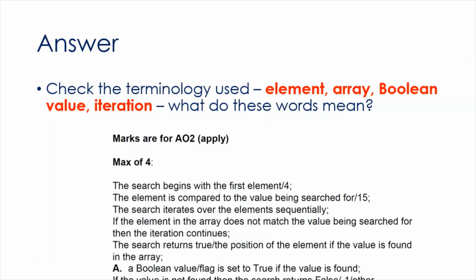The search begins with the first element, or 4. The element is compared to the value being searched for, 15. The search iterates over each of the elements sequentially. If the element in the array does not match the value being searched for, then the iteration continues. The search returns the position of the element if the value is found in the array. A Boolean flag is set to true if the value is found.